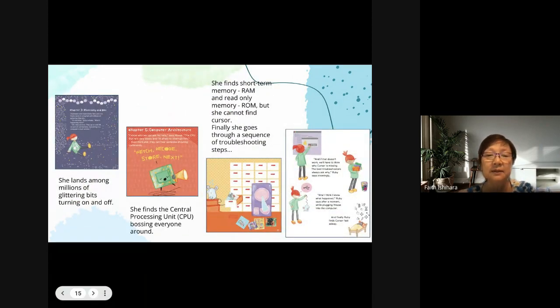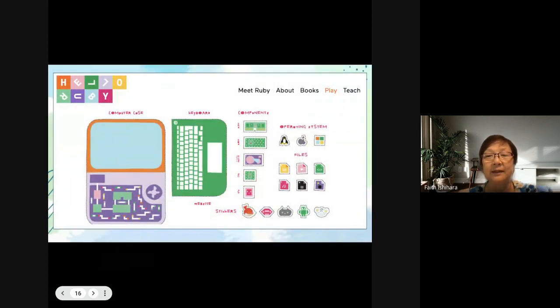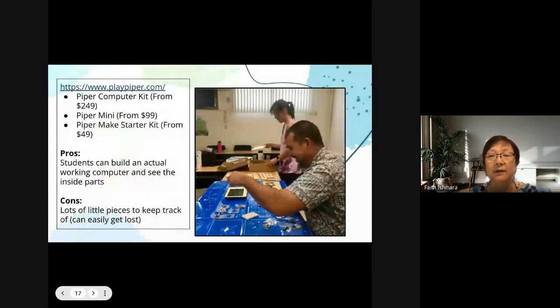She tumbles into the computer and finds all the bits that are turning off and on. She sees the central processing unit telling everybody what to do, and she finds the RAM and ROM storage. And then finally, she goes through a sequence of steps to troubleshoot, and she figures out where the cursor is. On the back of that book are about 25 different exercises and activities that students can do. And this is one of them, of making their own paper computer with all of the elements drawn out here.